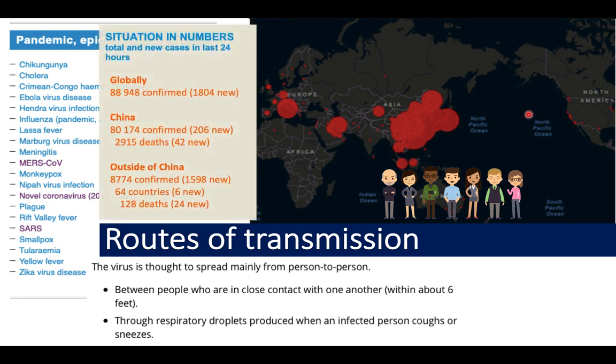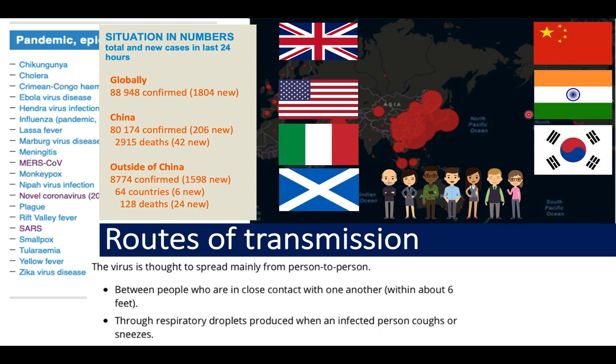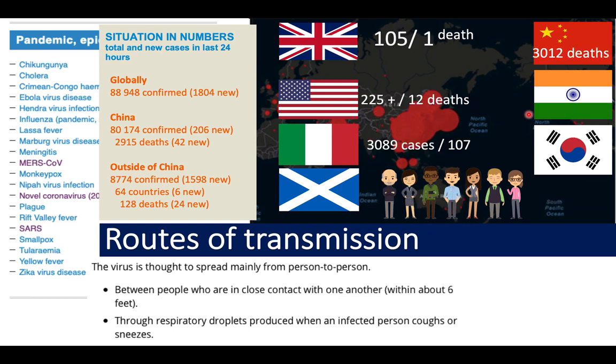Now, globally, 88,000 cases had been announced by the World Health Organization, but currently, as of yesterday, the 5th of March 2020, 91,000 cases have been announced, with 2,915 deaths, and 64 countries outside of China have been affected, with 128 deaths. Countries such as UK, America, as well as Italy, Scotland, China, South Korea, India, as well as Iraq, Iran, and the central Middle Eastern countries have also been affected, with the totals up on the screen now.